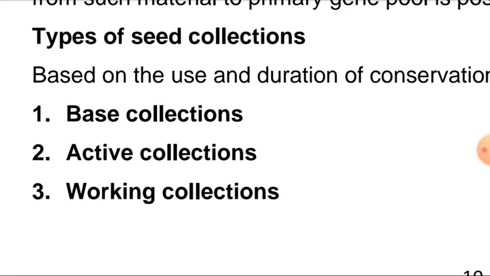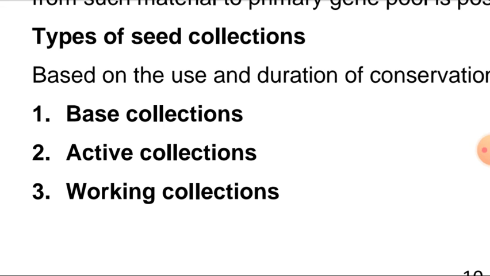So these collections are used for evaluation, multiplication, and distribution of the germplasms to the various breeders. And third criteria, it is the working collections. These are stored for 3 to 5 years with a temperature of less than 15 degrees centigrade and moisture content below 10% moisture. So it will be maintained for the breeders by their own in case of the development of the different breeding program, in case of different varieties.